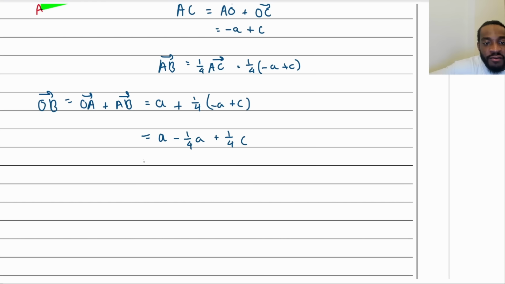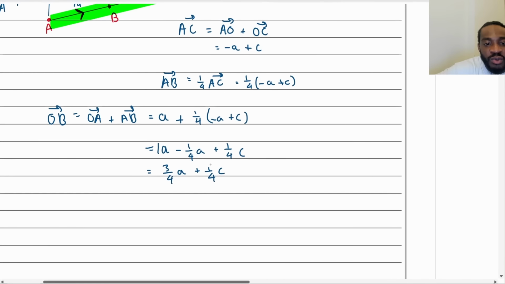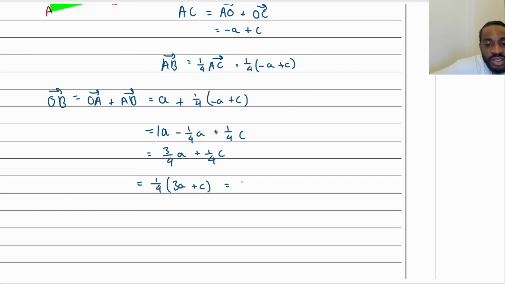Okay? And then from here, what do we have? We've got A minus 1/4 A. That's 1. 1 take away 1/4 is 3/4. So 3/4 A, and then plus 1/4 C. And what form do they want it in? They said they want 1/4 times C plus 3A. So we can see quite clearly, if I take out 1/4 from there, I'm going to have 3A plus C. And then from here, all I need to do is just swap these around. So C plus 3A as required.